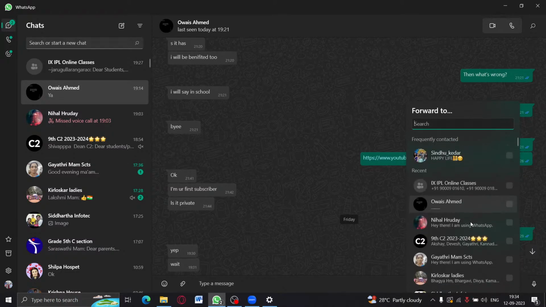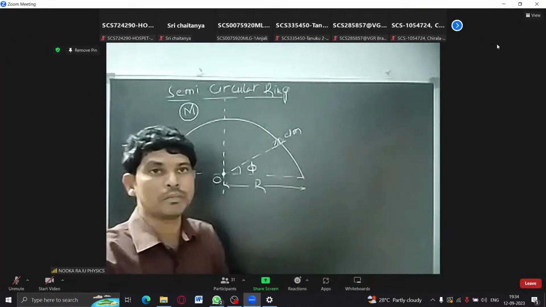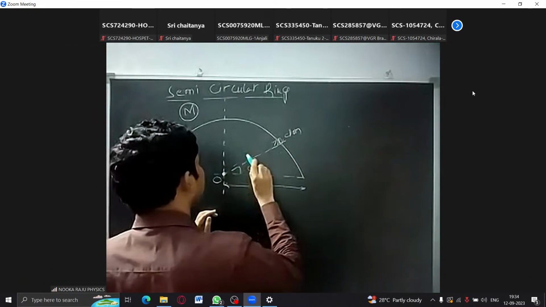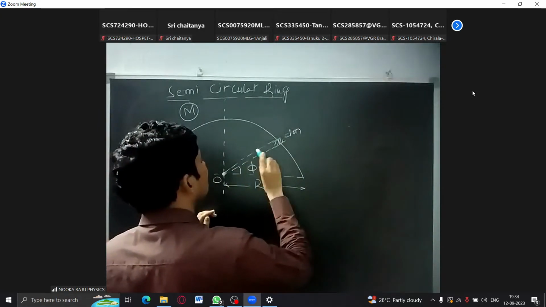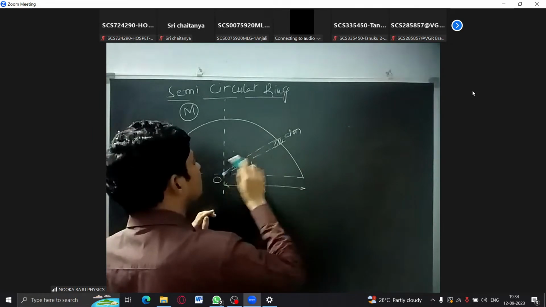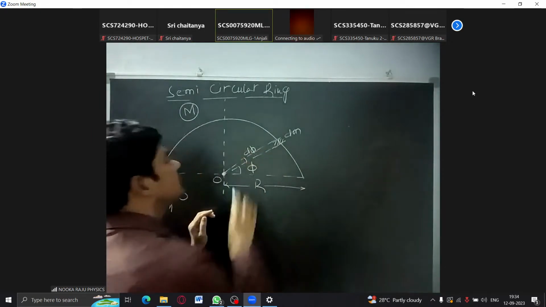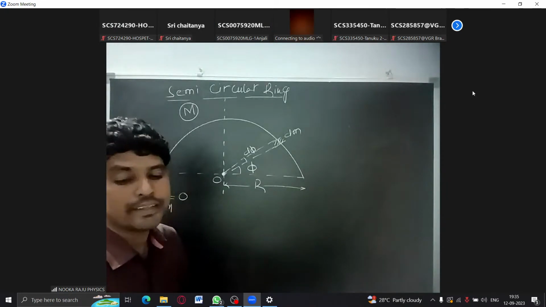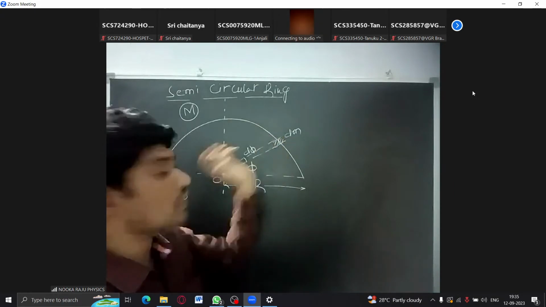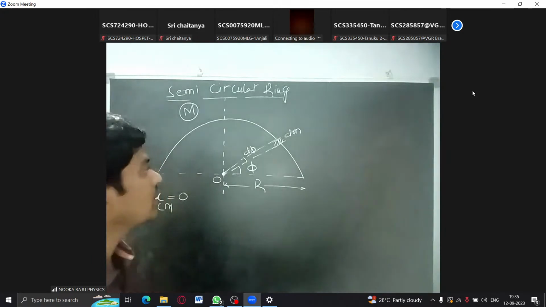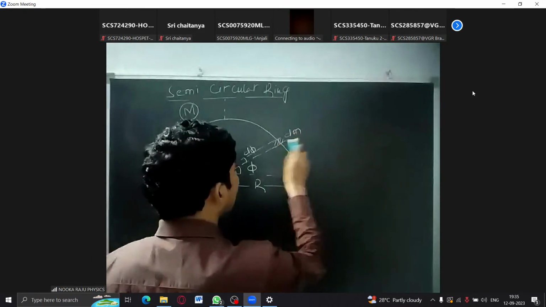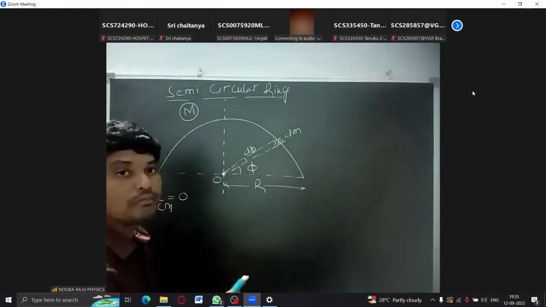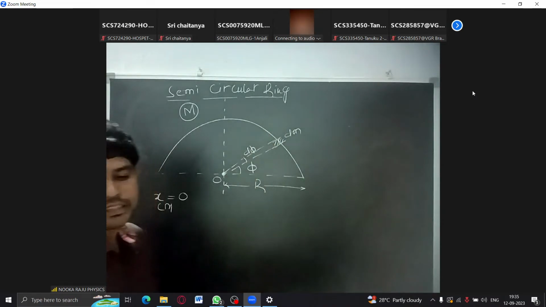This is nothing but the radius of the semicircular ring. What is the width of this one? The width equals d pi. Now what is d pi? d pi is nothing but the width of the semicircular ring. Here dm is the mass of the elemental mass of the semicircular ring, and d pi is the width of this ring. Very good.